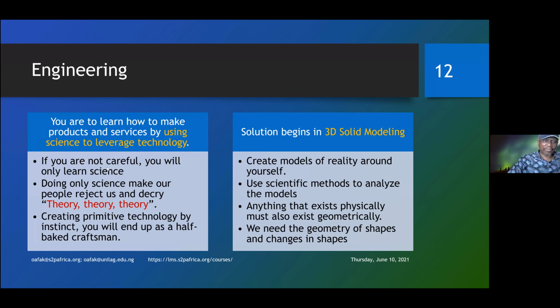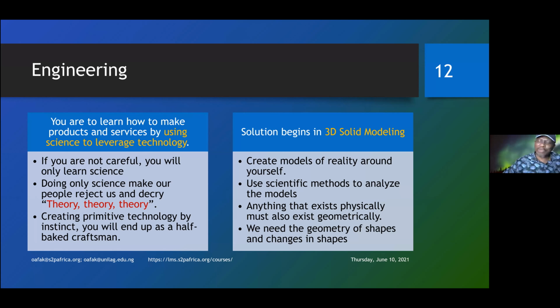If you are not careful, even you yourself, coming at this late stage, you will learn only science, and you will not move into using it to leverage technology. If you are not careful, you can pass all your exams by just staying in the science. But I am challenging you to take some decisions so that you will actually use that science to leverage technology and make products.